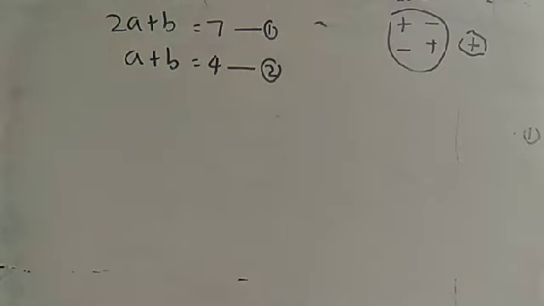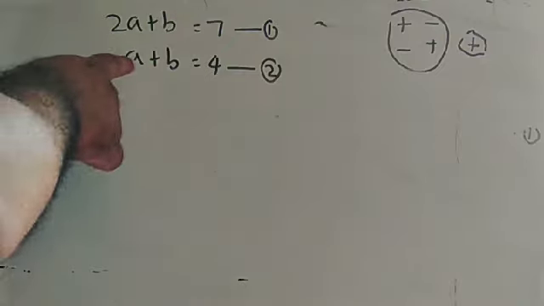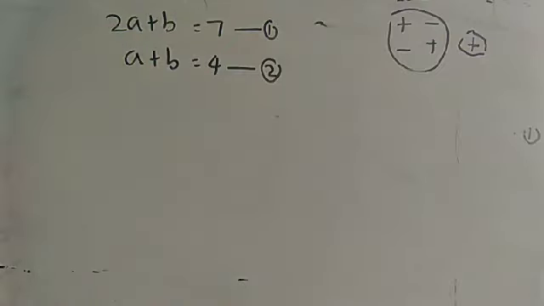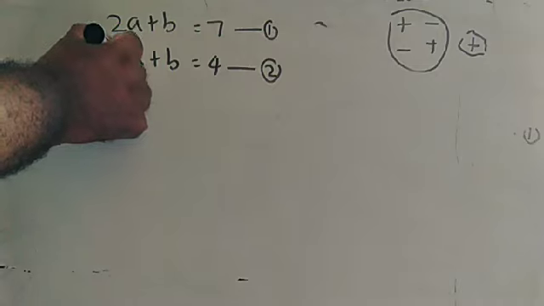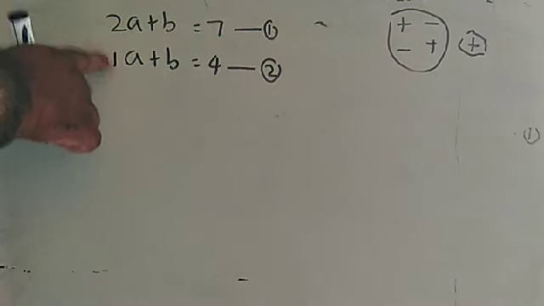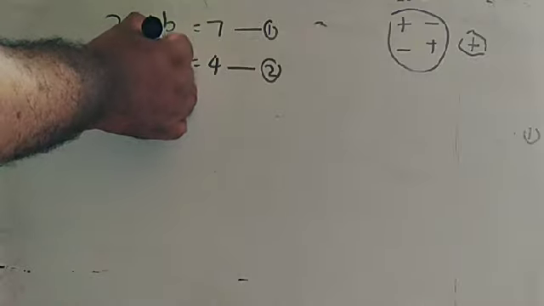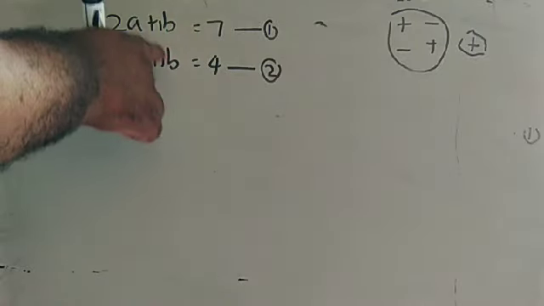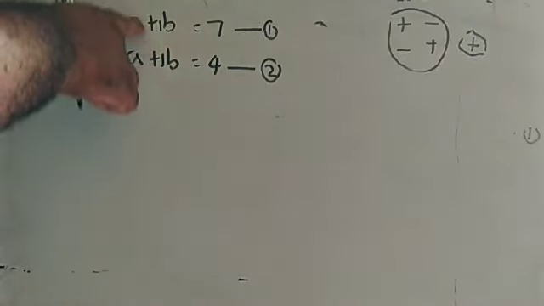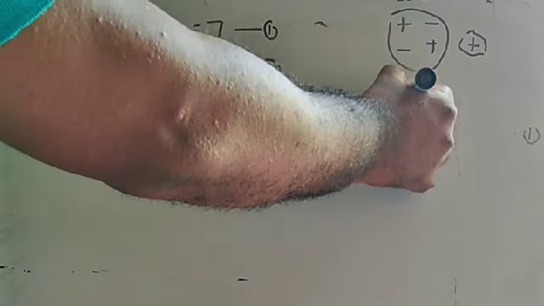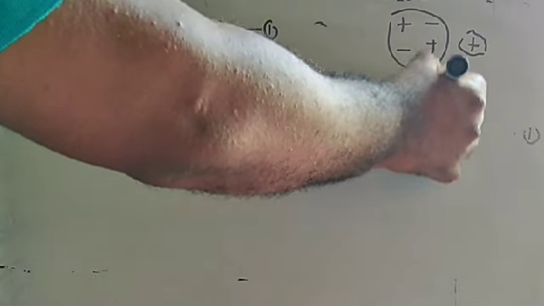Right. Then here look at the coefficients. The coefficient of a is 2. The coefficient of a is 1. The coefficients are unequal. The coefficient of b is 1 and 1. Here you can see the sign of b is plus, minus.